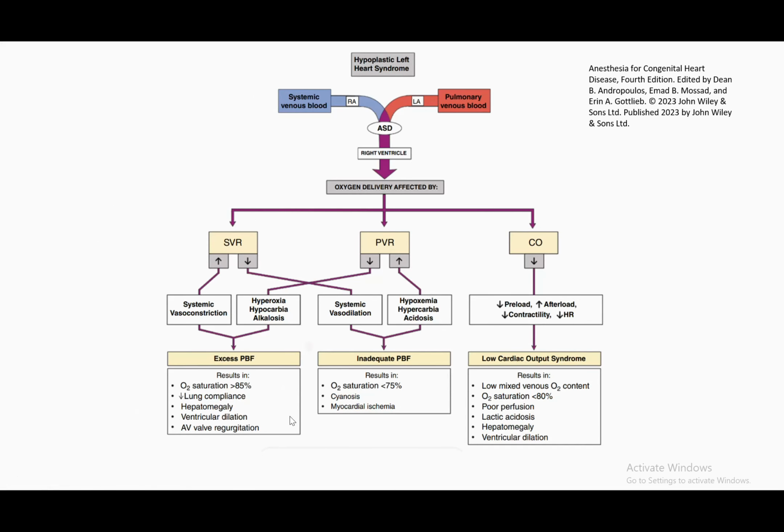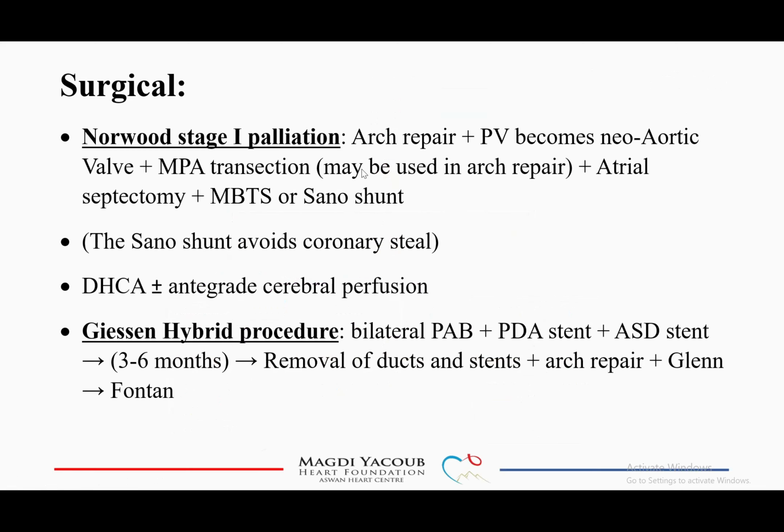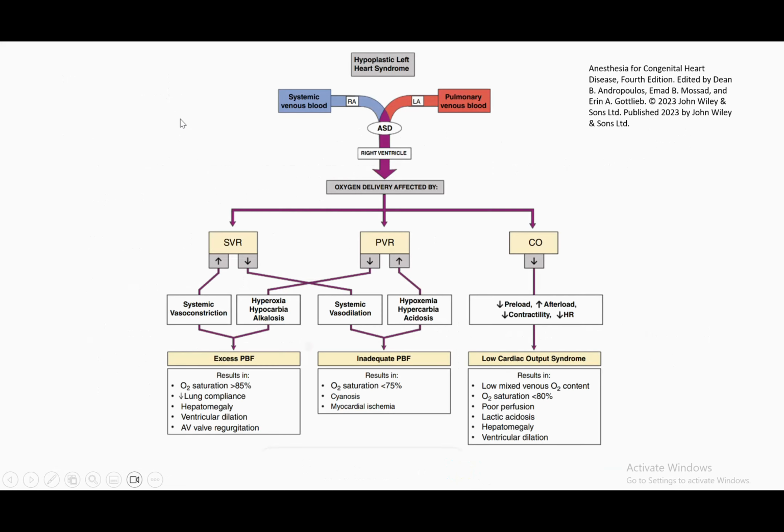So both the systemic venous blood and the pulmonary venous blood mix in the right ventricle, and in this case oxygen saturation is affected by the cardiac output, the pulmonary vascular resistance, and the systemic vascular resistance. So when we manage these patients, we should balance these conditions: systemic and pulmonary vascular resistance.